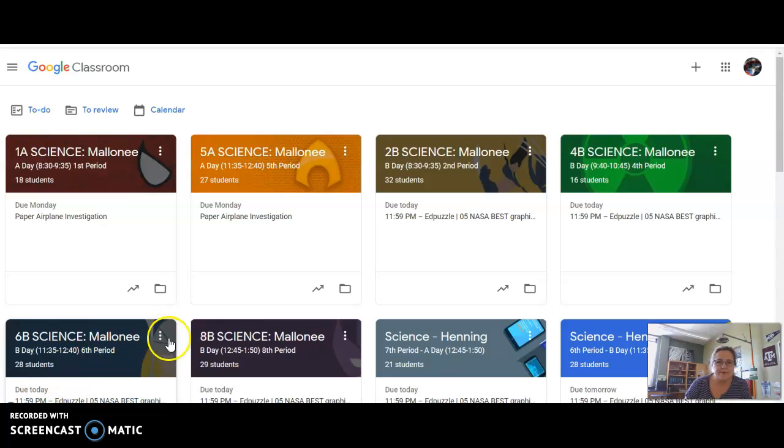Hey guys, today we worked on parts of a graph and we practiced graphing our data from our airplane investigation. So a couple of things I want to point out to you and let you remember.